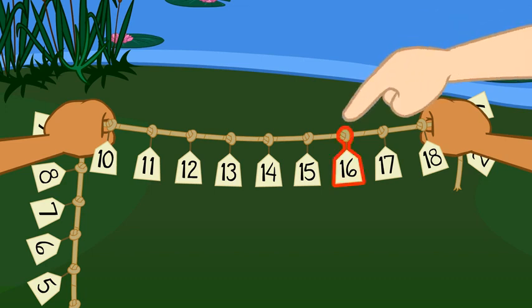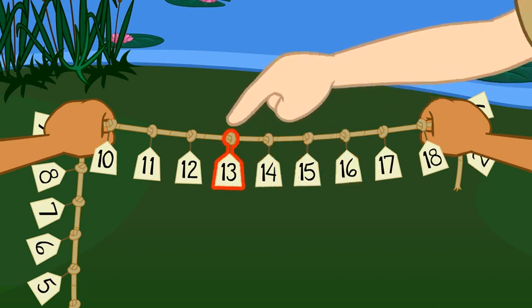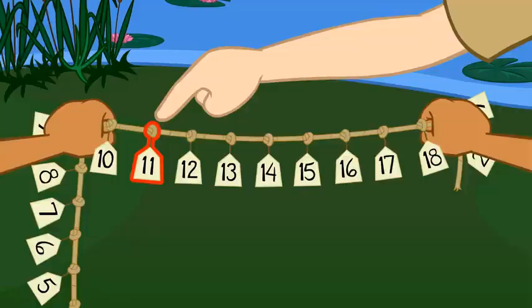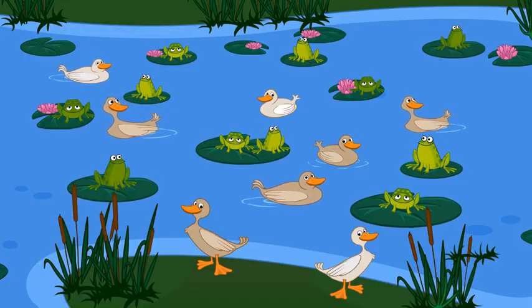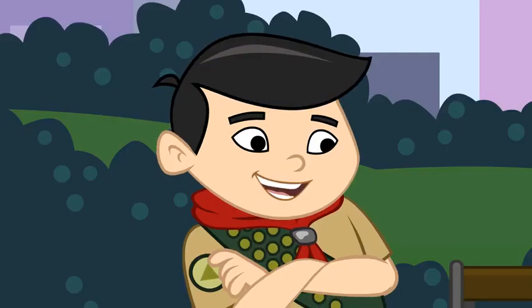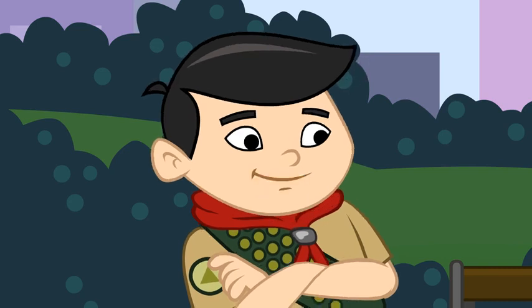Start at number 16. That's how many frogs you started with. And count back 5 spaces to subtract the frogs that hopped away. That puts me at 11. 11 frogs in the pond. Right! Looks like you're gonna earn your word problems badges after all.